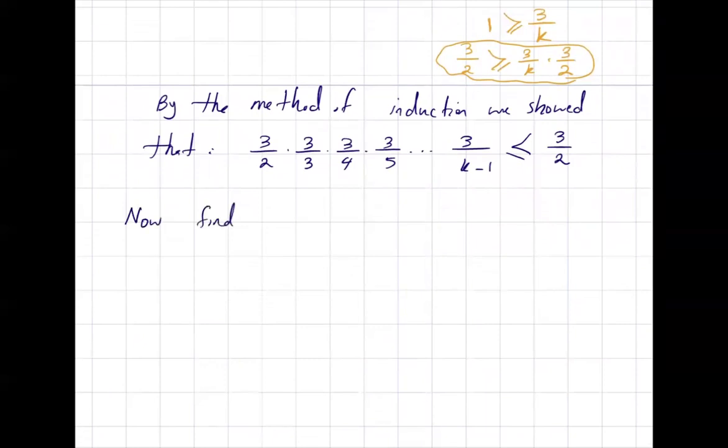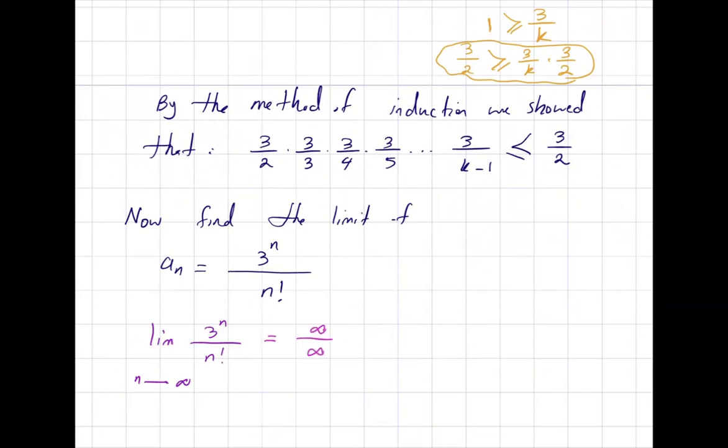Now find the limit of the sequence a_n, which is equal to 3 to the power n, divided by n factorial. In order to find the limit of 3 to the n divided by n factorial as n goes to infinity, if you use direct substitution, you get infinity over infinity. You cannot apply L'Hopital's rule because you have a lot of multiplication in the denominator. So forget about L'Hopital's rule.